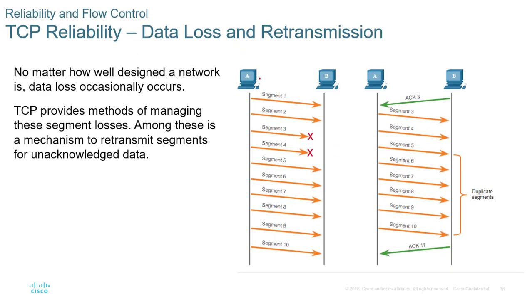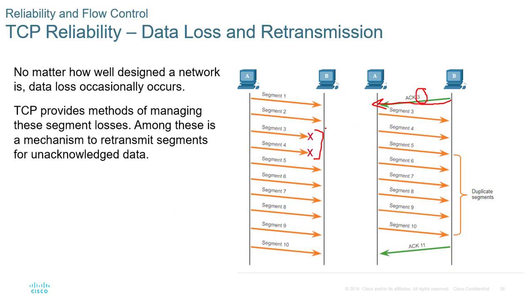So in the conversation from computer A to computer B, we see segments 1 and 2 being transmitted, and then you see segments 3 and 4 being dropped for some reason along the pathway to the recipient, computer B, and the rest of the segments coming in through segment 10. Well, computer B has successfully received segments 1 and 2, and it will acknowledge that fact by saying, I'm ready for segment 3.